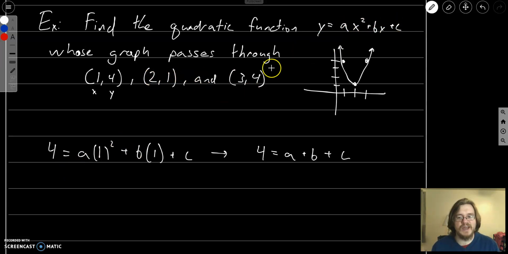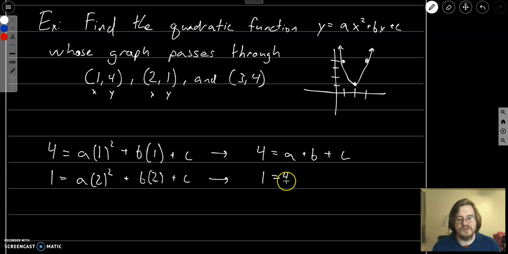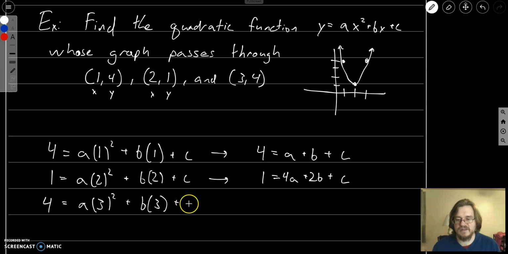If I plug a 2 in for x, I should get y is equal to 1. So this would be a times 2 squared plus b times 2 plus c. When I simplify this, this is going to be 1 is equal to 2 squared is 4, so that's going to be 4a, plus b times 2, so that's 2b, plus c. You can begin to see where this is going. I've got 2 equations with 3 unknowns, and now I'll plug in this last one. So y is 4, and x should be 3. So a times 3 squared plus b times 3 plus c.